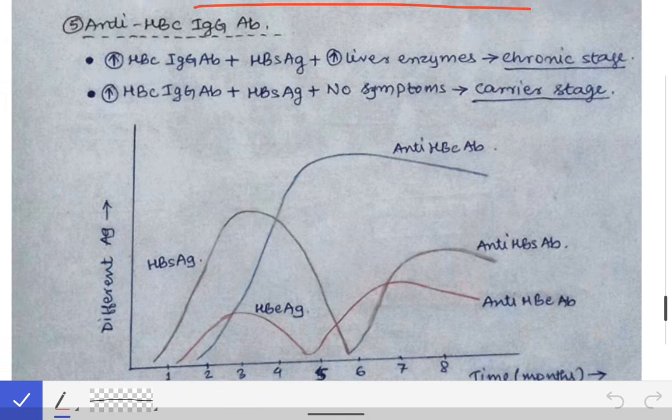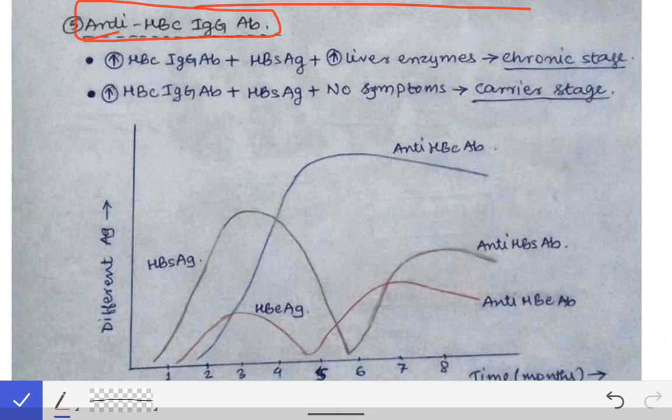Then next is the anti-HBc IgG antibody. We just saw the anti-HBc IgM antibody. Now this is the IgG antibody, and we know that IgG is an antibody of the chronic stage, while IgM is the antibody of the acute stage. So by the type of antibody, we can say that this IgG antibody will be seen in the chronic stage. Okay, in the chronic stage.